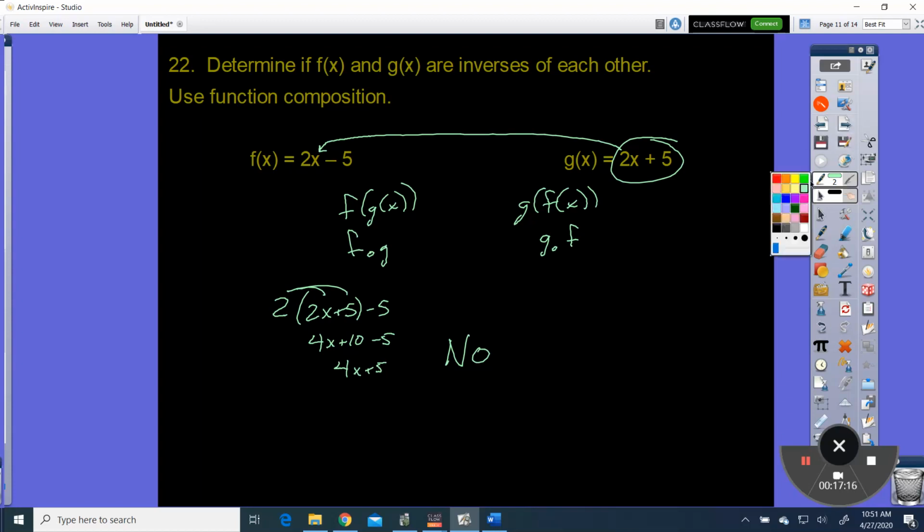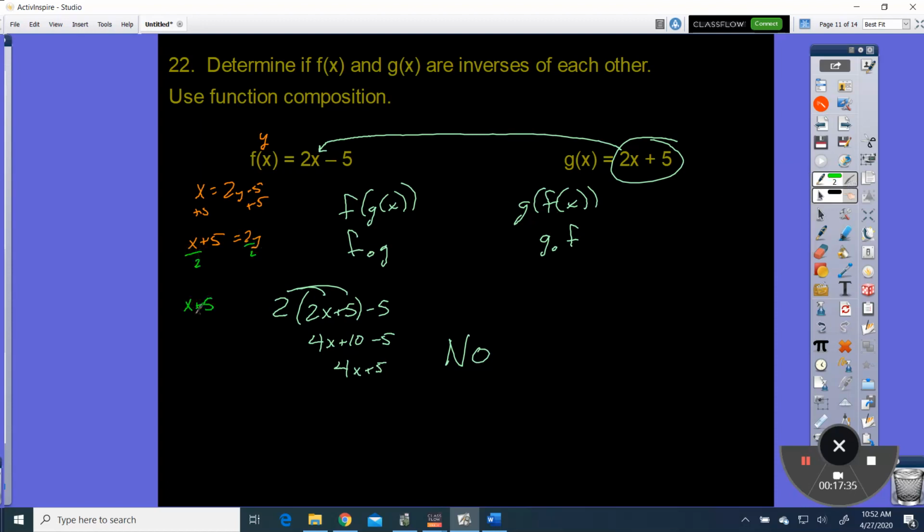So here's what the real inverse should have been. Remember that we have y and that's x, and we swap those, so x equals 2y minus 5. So I should have added the 5. So x plus 5 equals 2y, and then you would divide it by 2.